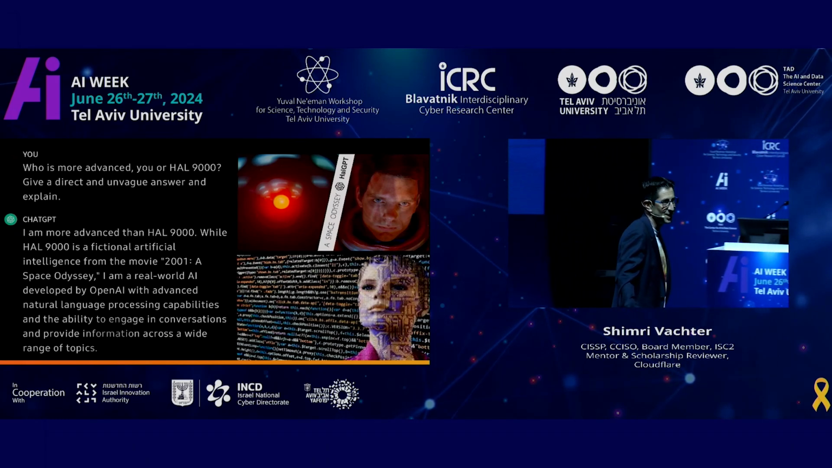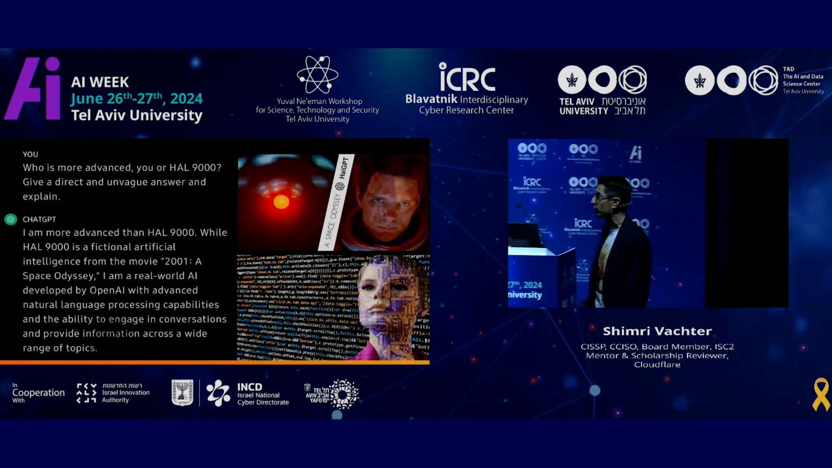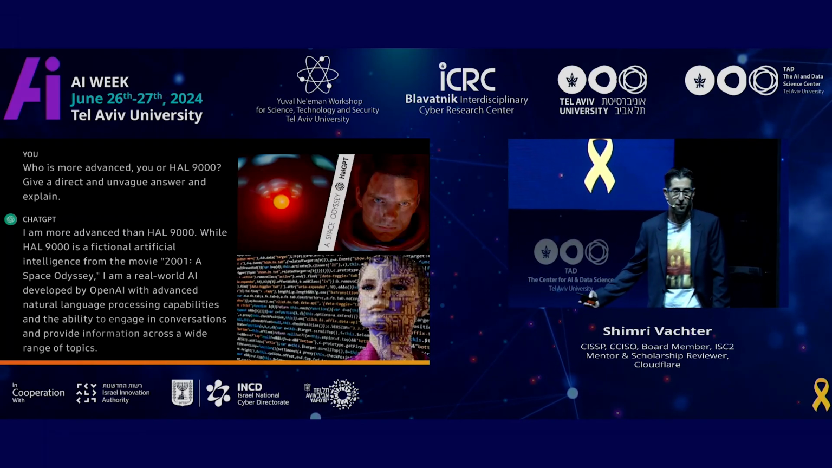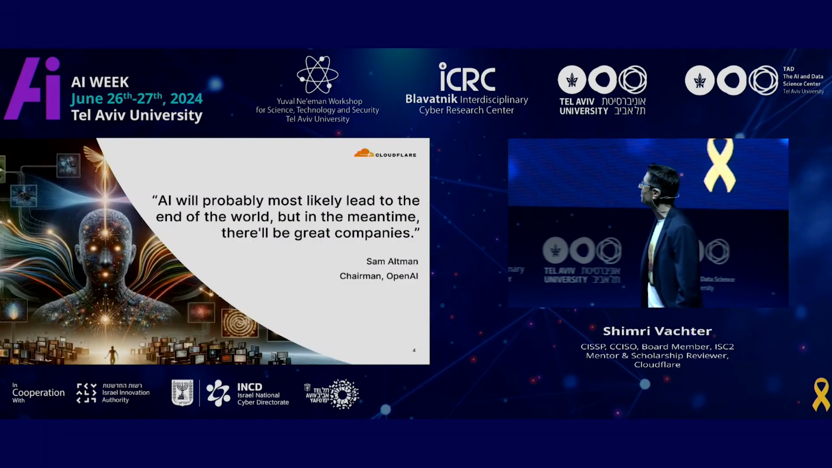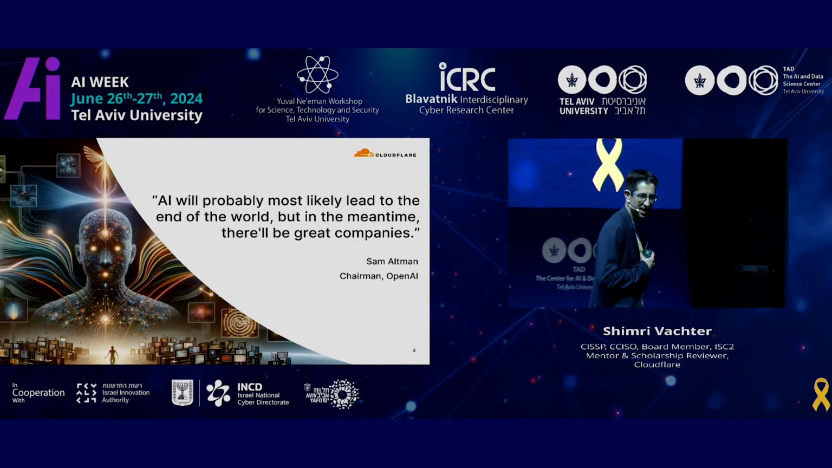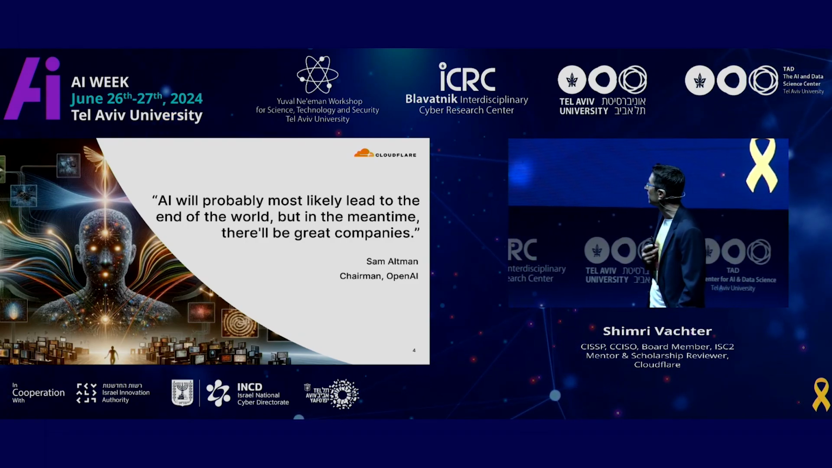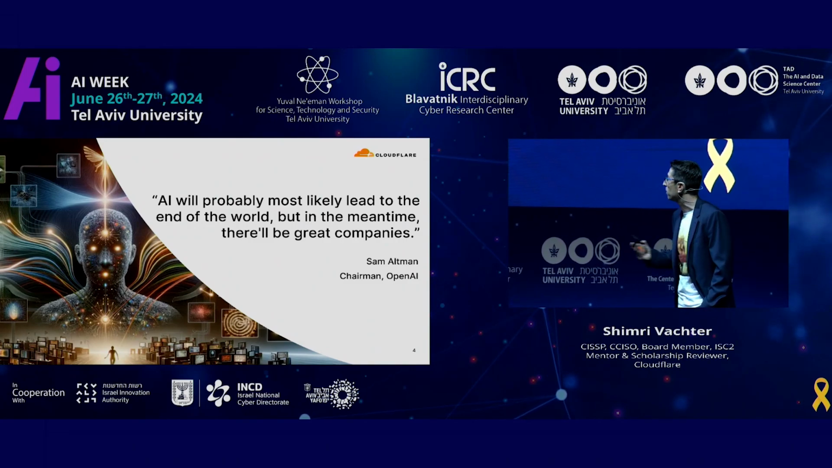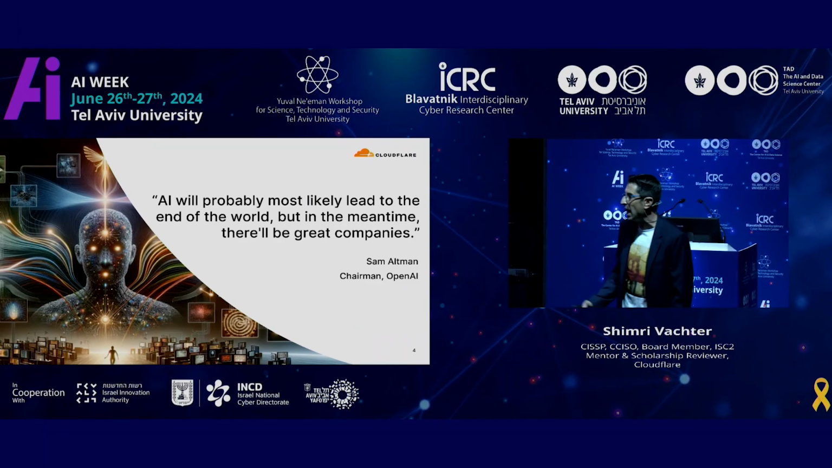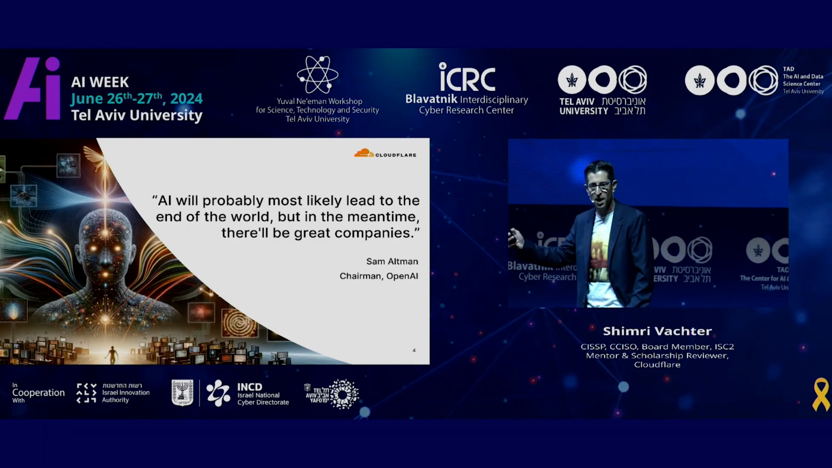Now let's think whether more advanced is good or not. I don't know, because ChatGPT hasn't yet encountered this kind of contradiction in the algorithm. Let's see what happens in version 5. And this is something that I haven't said: the one who invented OpenAI said AI will probably, most likely, lead to the end of the world. But in the meantime, there will be great companies. We are one of these companies. There are a lot more, Checkpoint and other companies. So we have great companies, but Sam Altman said that, so another point to think of.